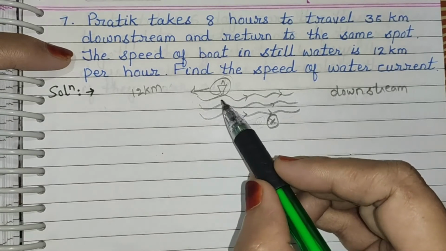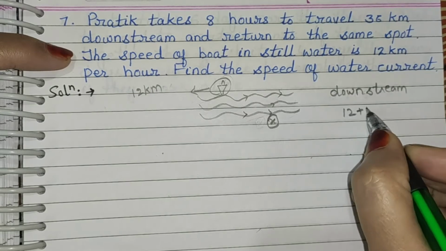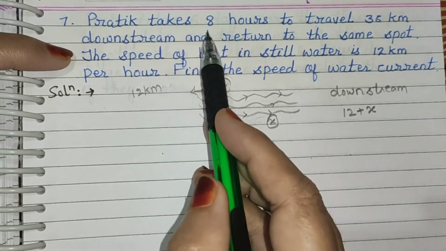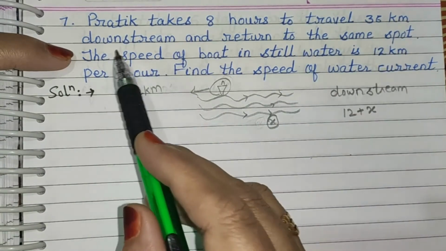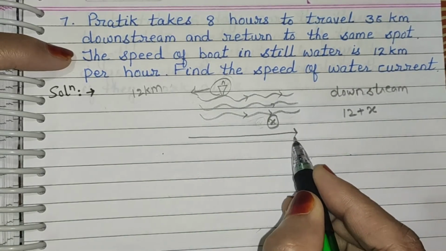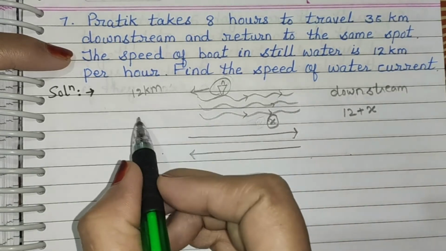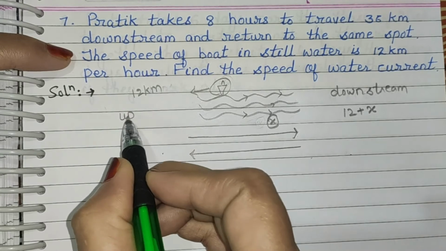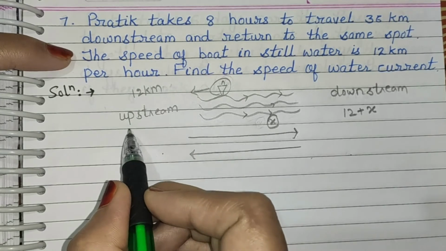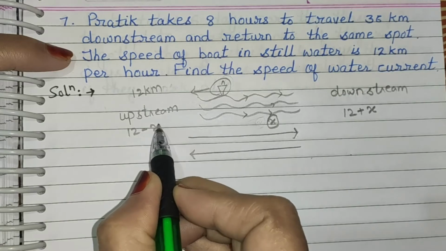Therefore, the speed of boat in downstream is 12 plus x. Here x is less than 12. And Pratik takes 8 hours to travel 36 km downstream and return to the same spot. Means travel from this to this and return this one. Now it is upstream. Therefore, the speed of boat is 12 minus x.